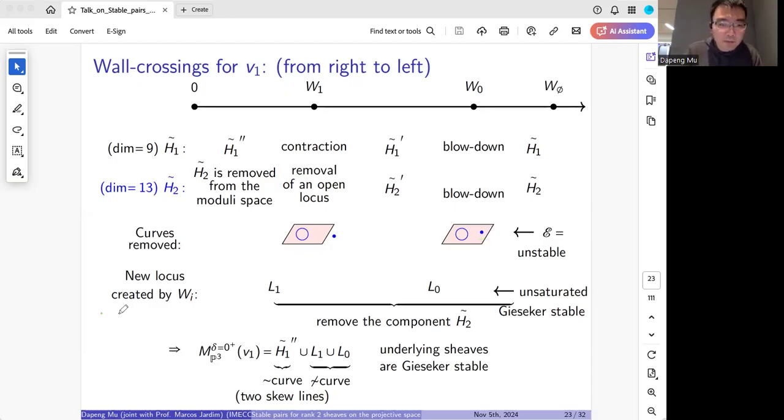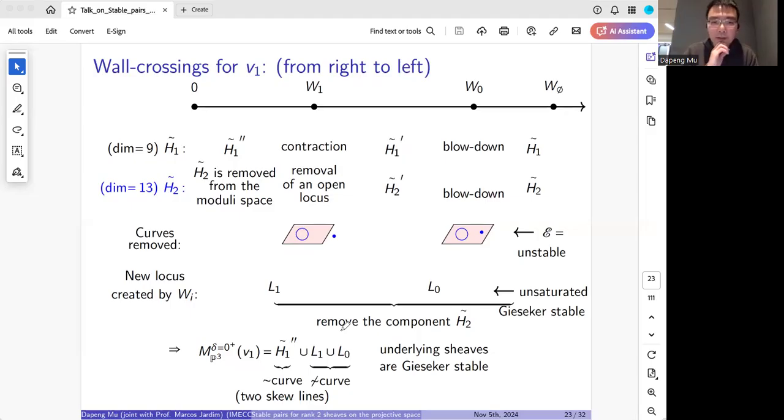So in the fourth row, I also wrote down every time you cross a wall, so there will be some locus added. When you cross W0, you have a locus L0, but this is not a component. This is the place that your exceptional divisor is contracted to. And then when you cross the second wall, you have another locus added to this moduli, L1.